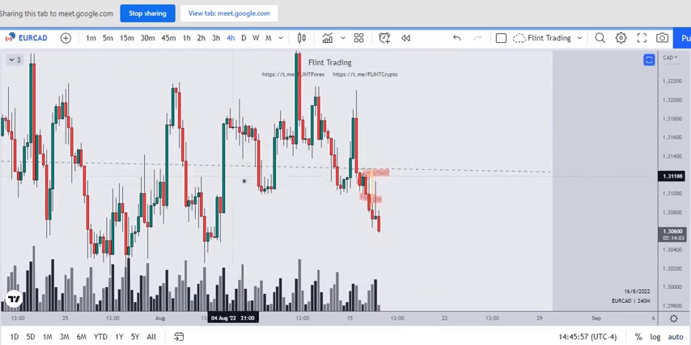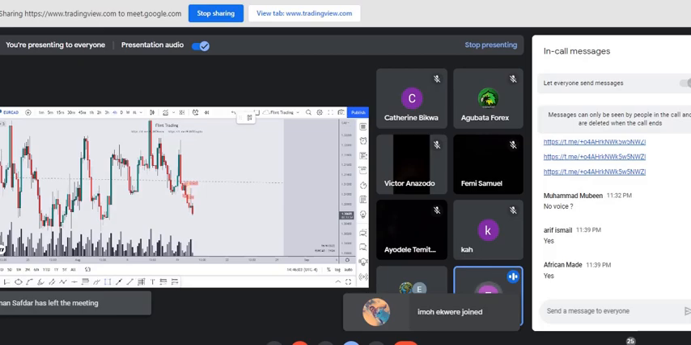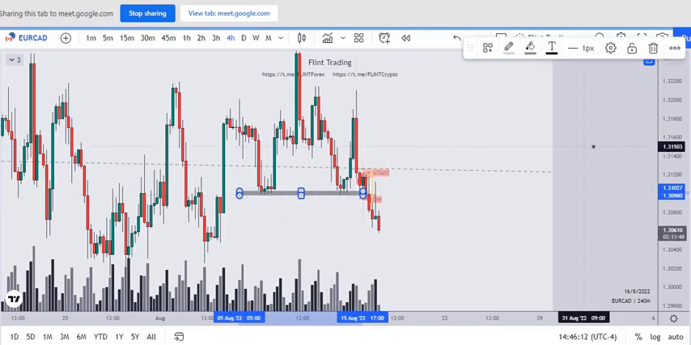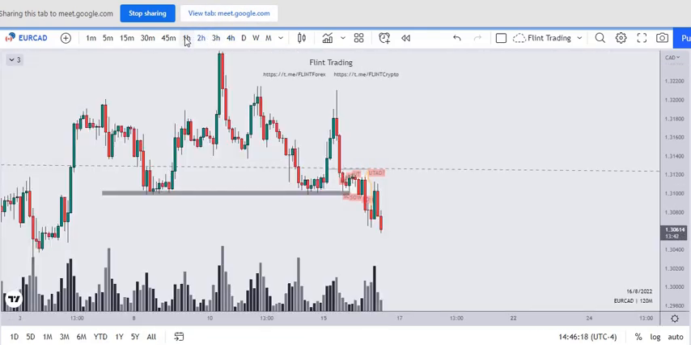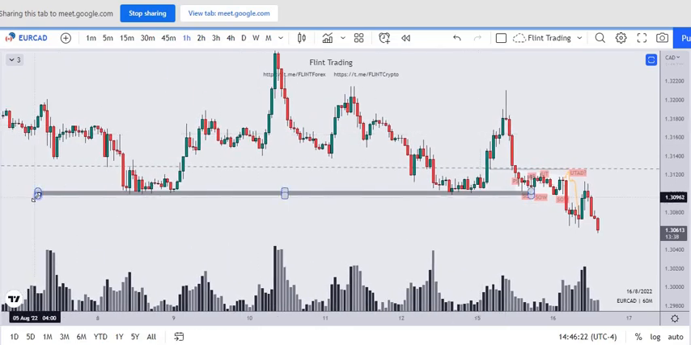Okay, so right here, if you see this. So this was more like retail support that is more clear on 1 hour. Yeah, that's more clear on 1 hour.